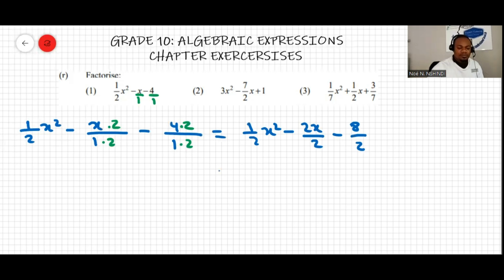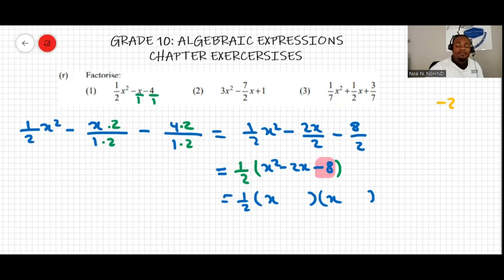Now, we can take a half as the common factor. If we take a half common factor, we will have x squared minus 2x minus 8. Then we can factorize here. So it's going to be like a half, open bracket x, close bracket, open bracket x, close bracket. Now, I'm going to look at the last term, -8. The factors of -8 are 1 and 8, 2 and 4. So if I need to get a -2, it's only possible if it's +2 and -4. So I'll say -2 here and then +4, or the other way around.